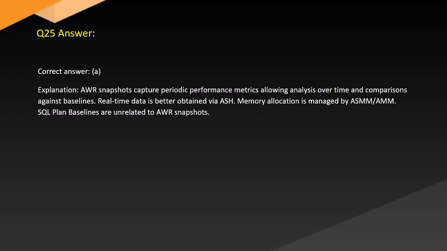Answer. Correct answer, A. Explanation. AWR snapshots capture periodic performance metrics, allowing analysis over time and comparisons against baselines. Real-time data is better obtained via ASH. Memory allocation is managed by ASMM. SQL plan baselines are unrelated to AWR snapshots.